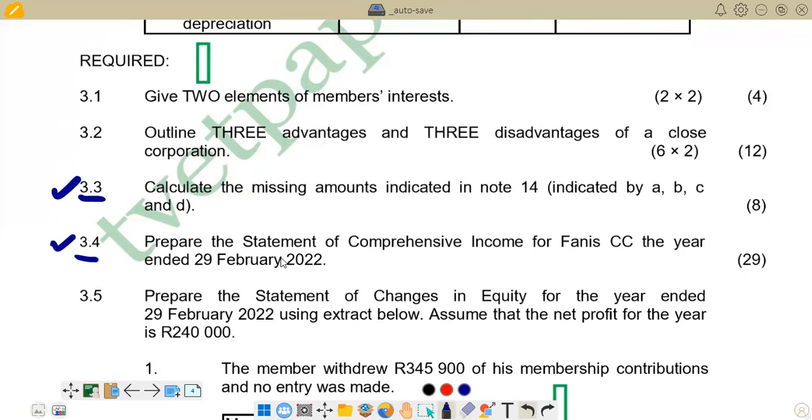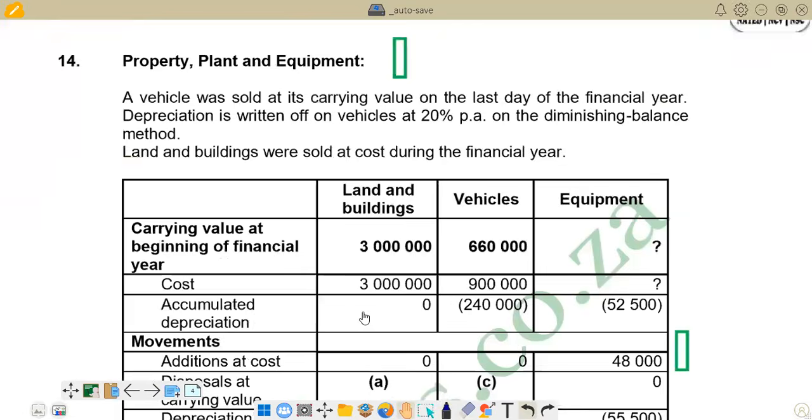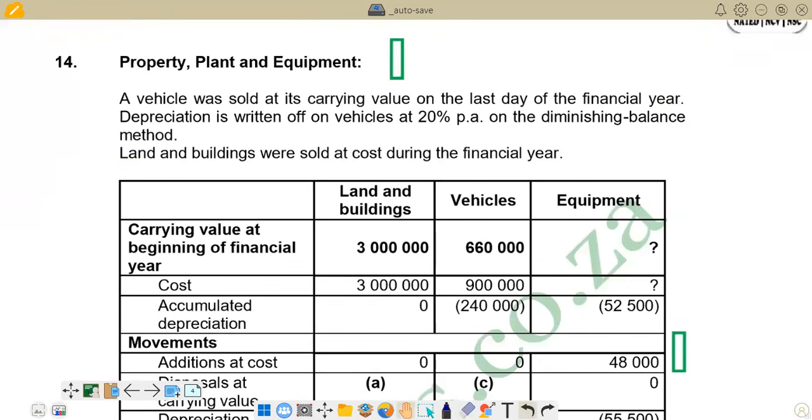If you go to note 14, note 14 is just above there. This is the note 14 that we have here. This is the 14 that we are being referred to, and it's on property, plant, and equipment. And remember, the depreciation is 20% per annum. And also the method we are using is the diminishing balance method. This is on vehicles. That's what we have there.